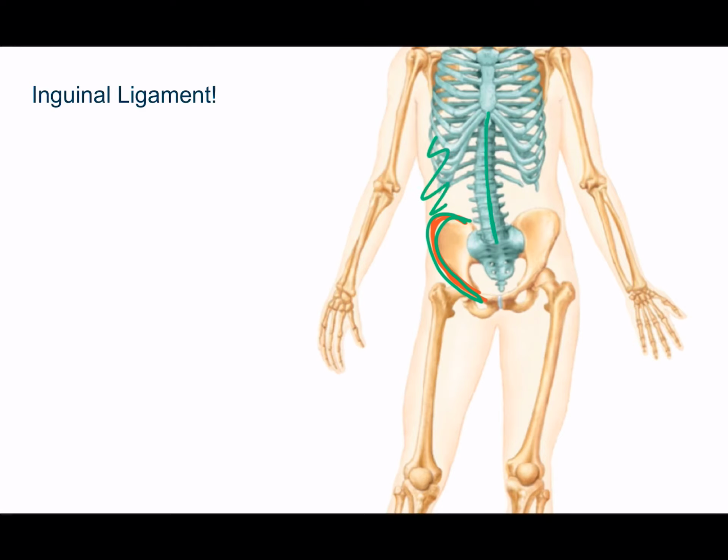So they hang on to this linea alba. Can't really see it. They're going to hang on to this linea alba, and they're going to hang on to the inguinal ligament. So they have anchors in both directions. So that way it all stays together and you can hold your internal organs in peace.